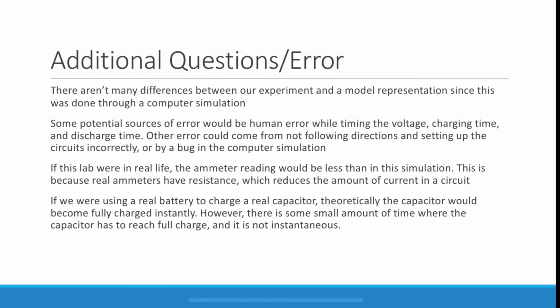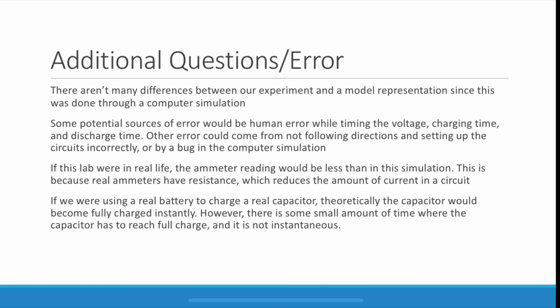Additional questions: there aren't many differences between our experiment and the model because this is basically a model. Some potential sources of error are human error, mostly while timing, although there could be some in the setup of the circuit, or just blatant disregard of instructions, or a bug in the computer simulation.